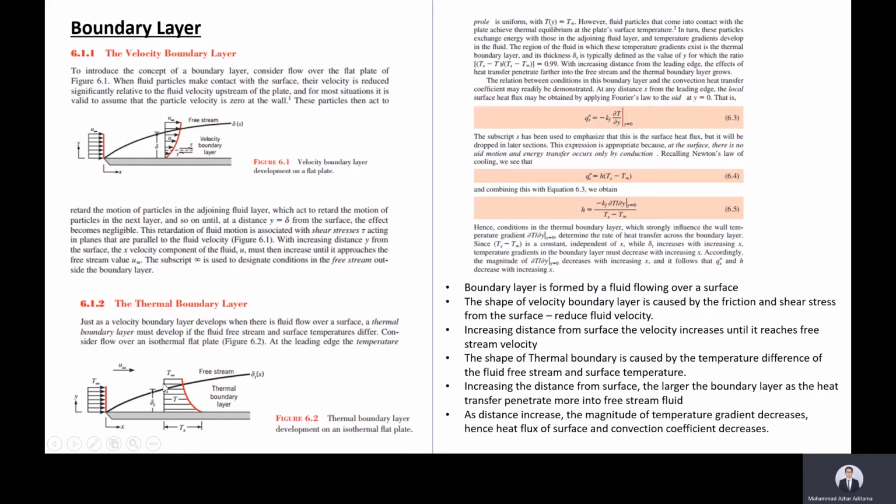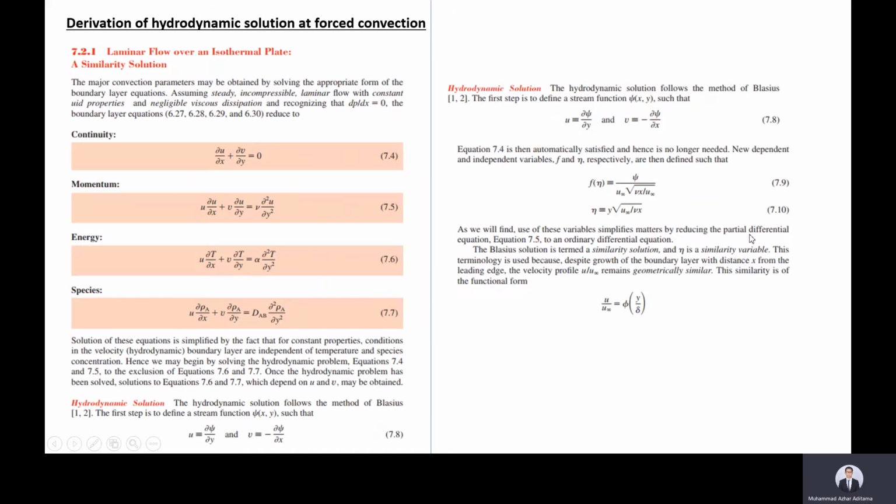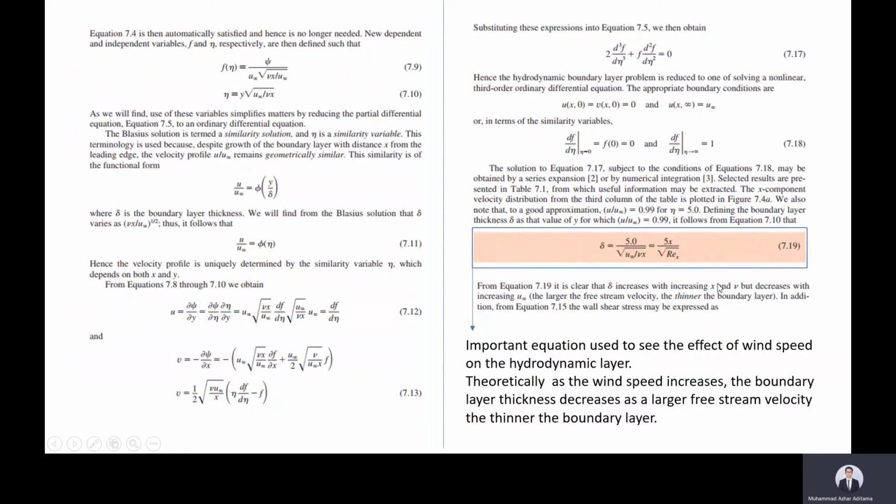Furthermore, as the distance increases, the magnitude of the temperature gradient decreases, and therefore the heat loss of the surface and the convection coefficient decrease. The thermal boundary layer is also associated with Newton's law of cooling. This is the derivation of the hydrodynamic solution for forced convection, and we get this equation.